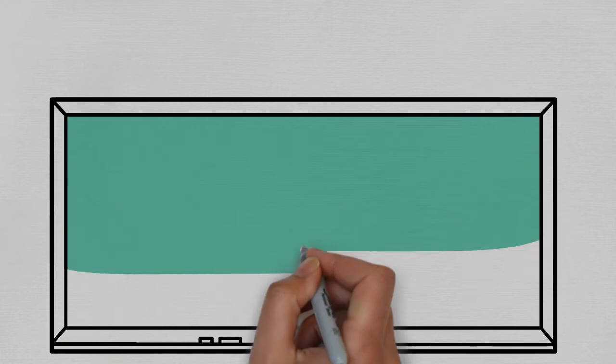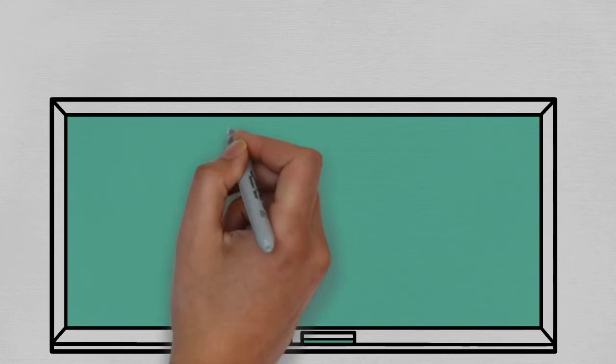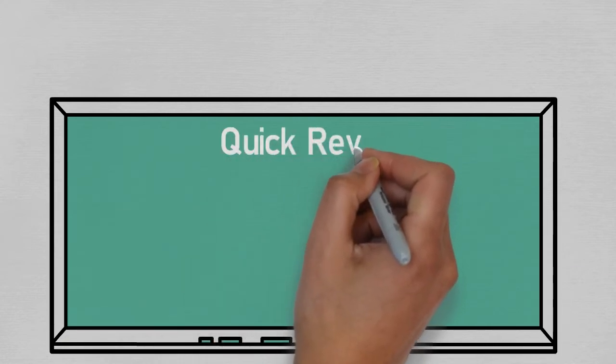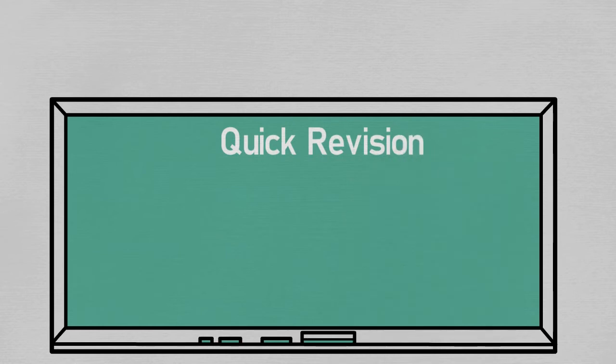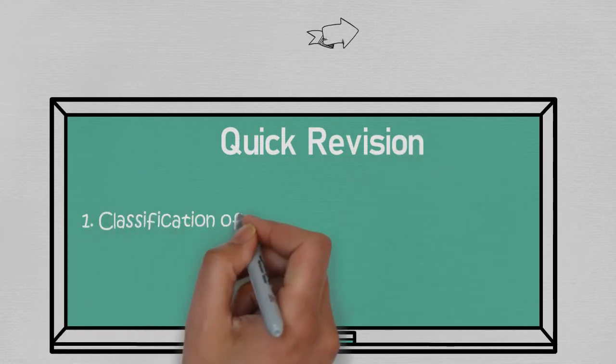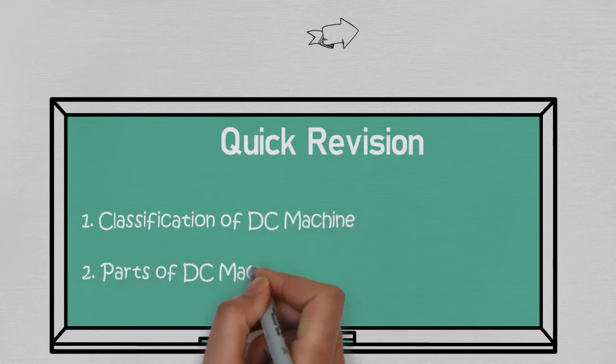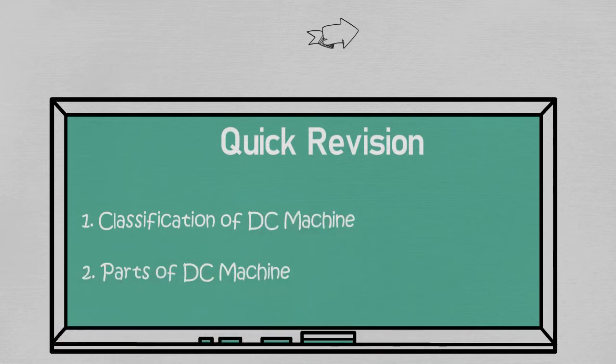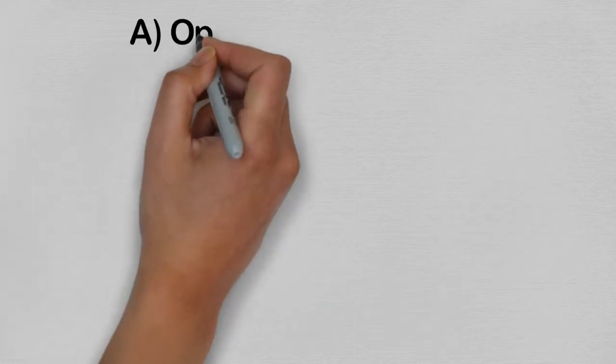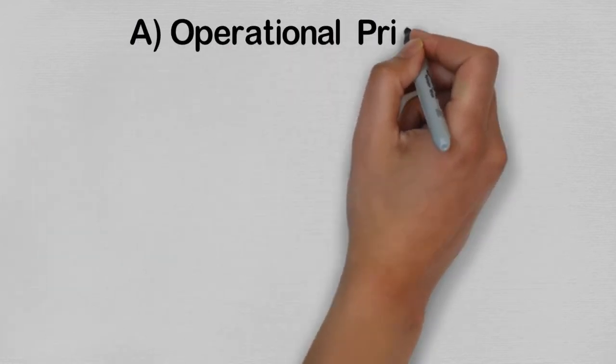Before moving further, let's do a quick revision. If you have not watched the previous video, kindly click above. In the previous video, we had discussed classification of DC machine and parts of DC machine. Now, let's get started. We will start with operational principle.